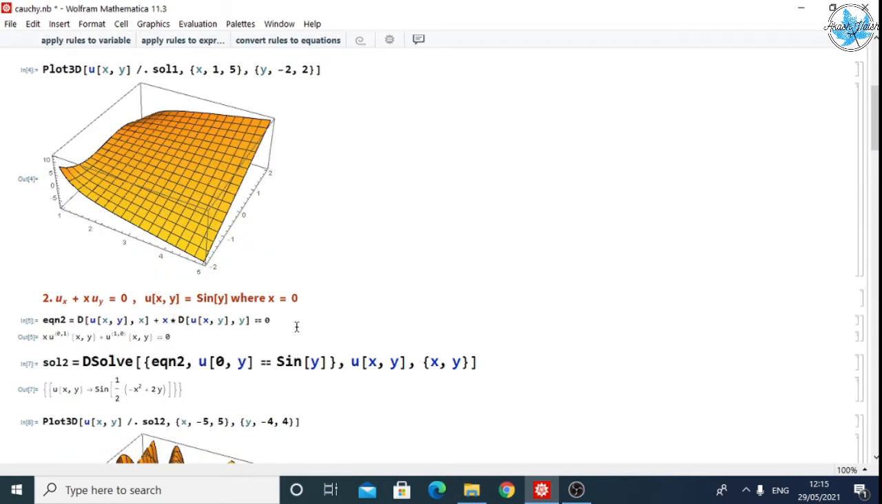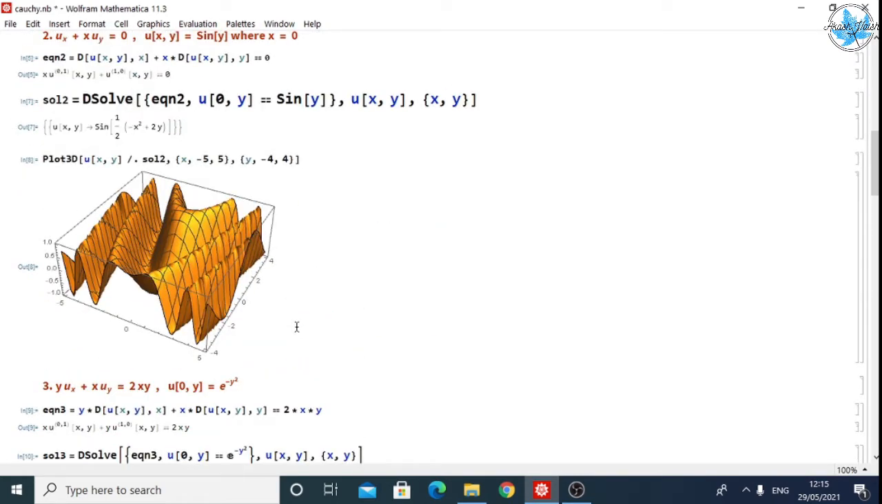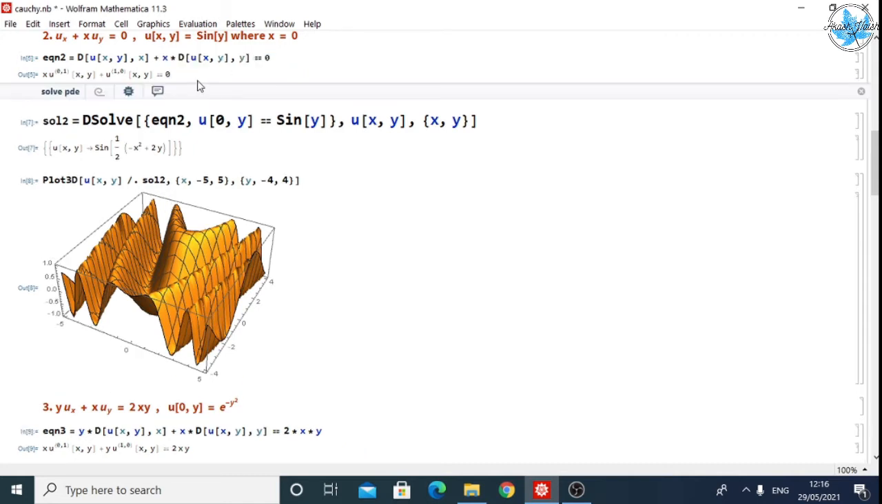My second equation is u_x. I write D for the derivative: D(u(x, y), x) plus x times capital D(u(x, y), y), meaning the derivative of u(x, y) with respect to y, double equals 0. So this will be my equation, which is stored in equation 2.